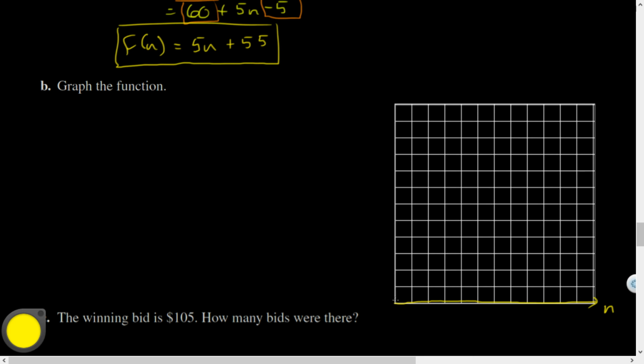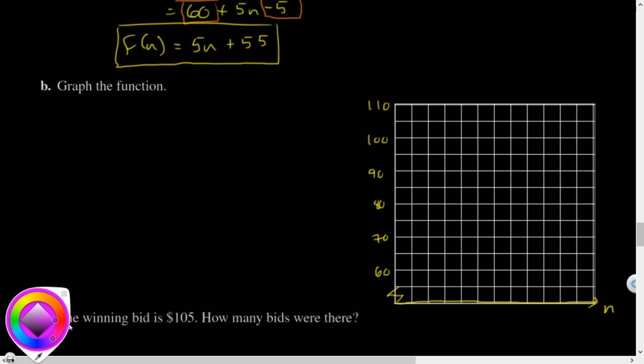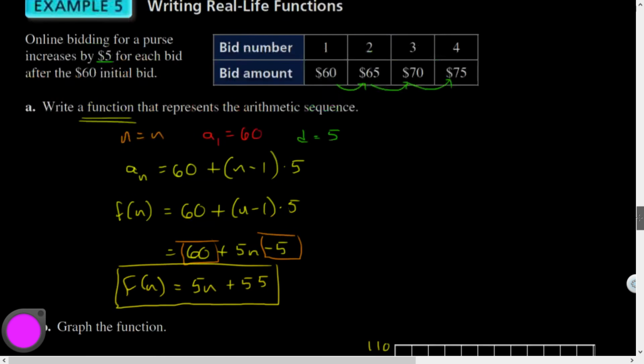Those are increasing by 1s. My lowest number was 60, and then was increasing by 5. So I think I'm going to put a jog in this graph. I'll start at 60, and then 65, 70, 75, 80, 85, 90, 95, 100, 105, 110. Okay, so there's the value of the bid. If I want to graph this, I'm going to plot these points. We had the first bid was at 60, right? 1 comma 60. Let me just scroll up so you can verify that.